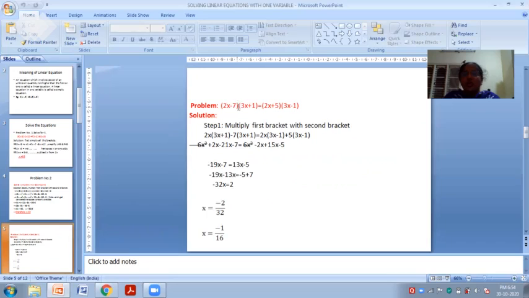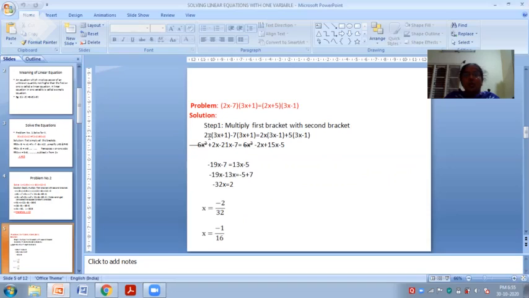There is no sign, which means it is always a multiplication sign. That means the first bracket is multiplied with the second bracket, because for multiplication there is no sign. Here also there is no sign, so we have to multiply. So multiply the first bracket with the second bracket. So 2x into 3x plus 1, and then minus 7 into 3x plus 1. Similarly, 2x into 3x minus 1, plus 5 into 3x minus 1.